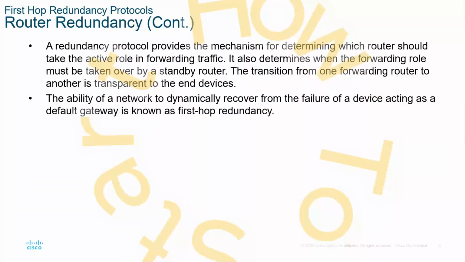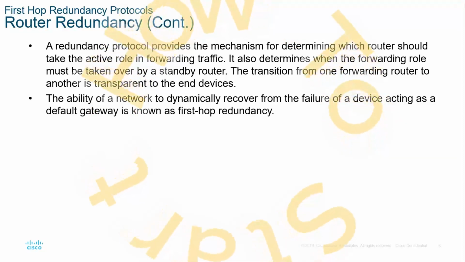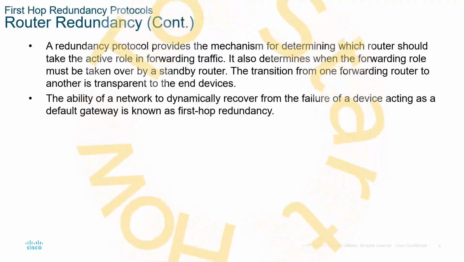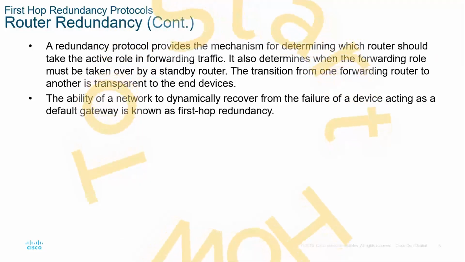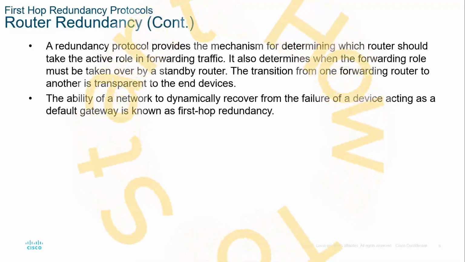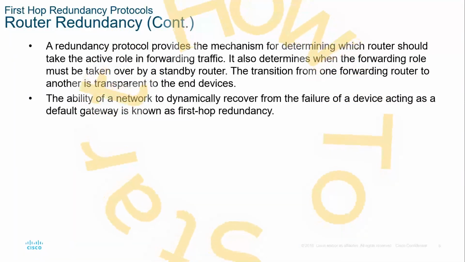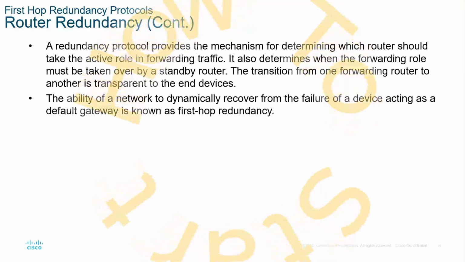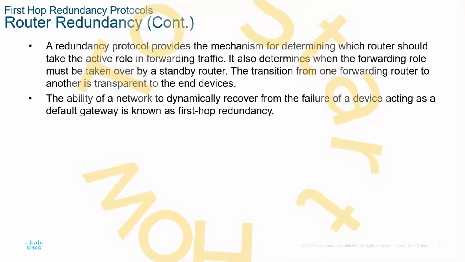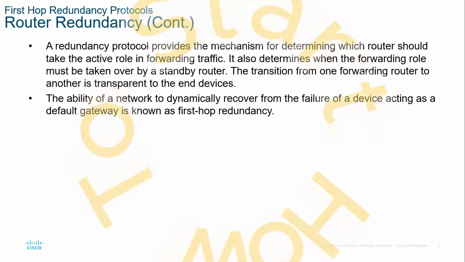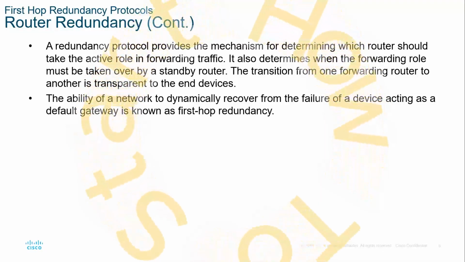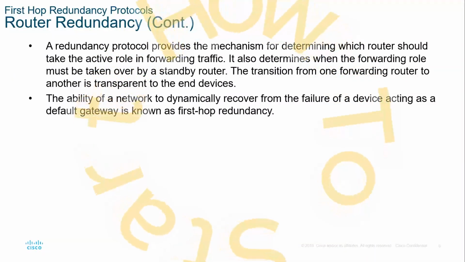A redundancy protocol provides the mechanism for determining which device should take the active role and which device should just be waiting just in case. And they need to have the rules for transitioning from an active device to a standby device. What rule will make that standby device become active? The ability of a network to dynamically recover from a failure is known as first hop redundancy.